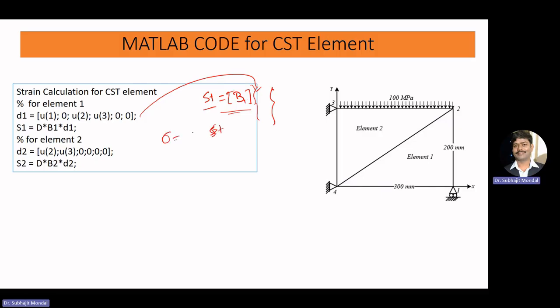Okay, and if we multiply with the D, we can calculate the stress quantity. Here you can see D times B1 times the displacement. This is the stress acting in the element 1, and this is the stress acting in the element 2. Okay.